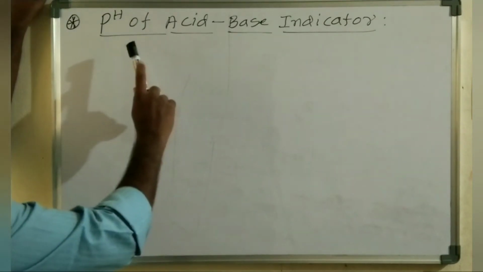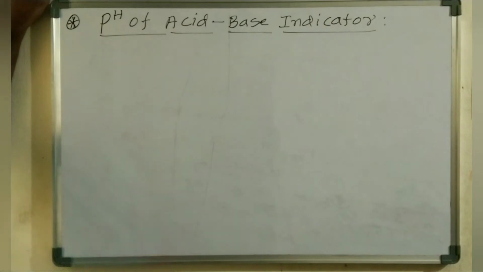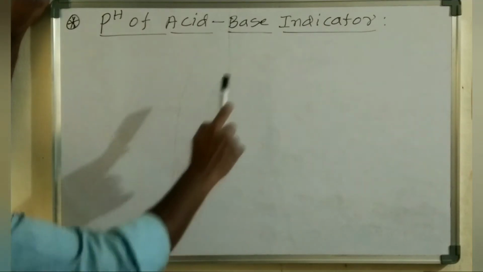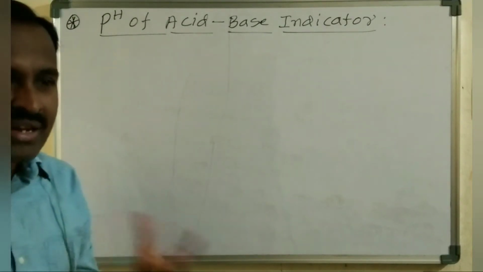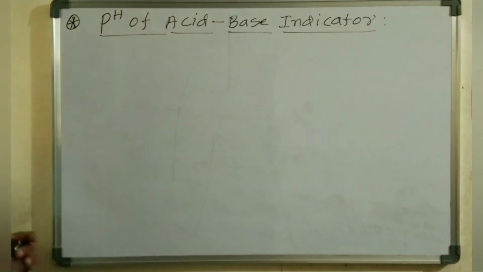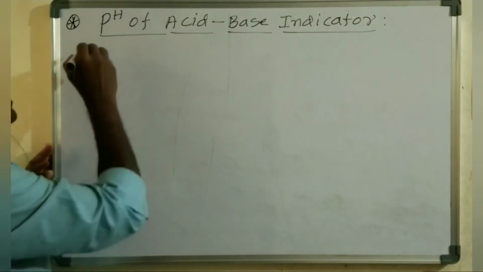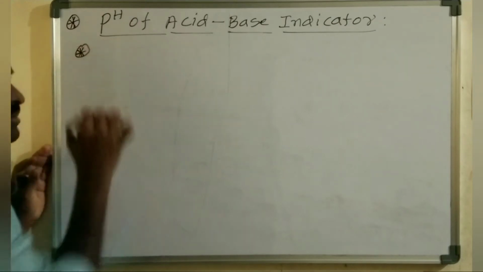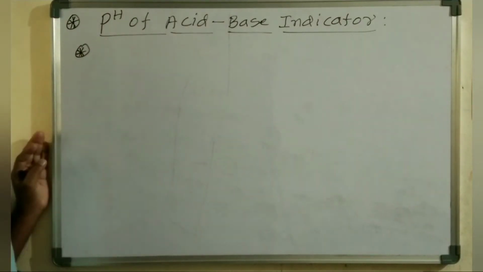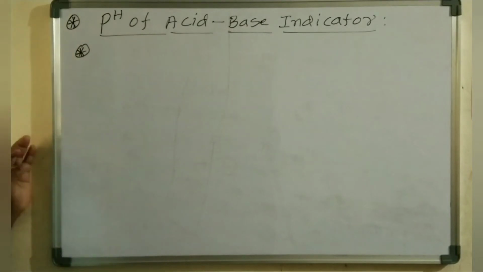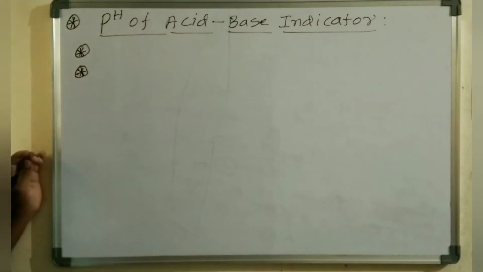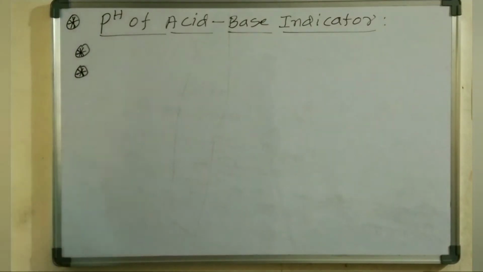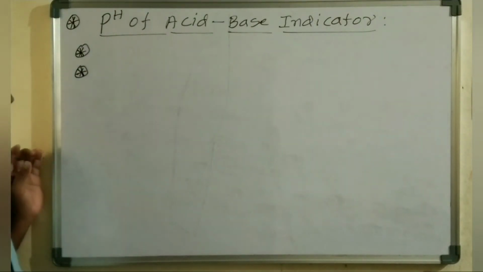In this video, I'm going to discuss the pH of an acid-base indicator. An indicator is a chemical substance or auxiliary substance that can detect the color change or odor change in acidic medium or basic medium. In other terms, this indicator is a dye that can detect the pH change in acid-base titration.